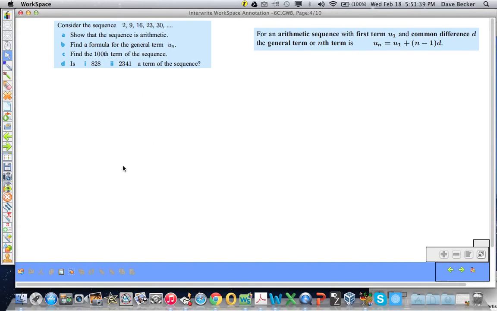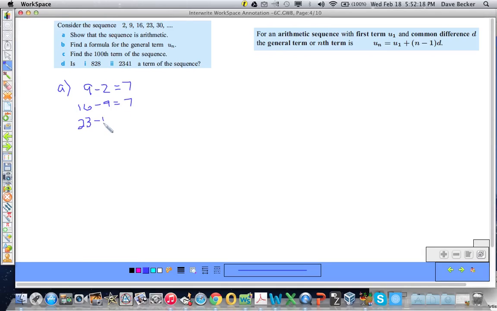Okay, so here we go. Let us consider the sequence 2, 9, 16, 23, and 30. The first thing they're asking us to do is show that it is indeed an arithmetic sequence. The only way to do that is to show that the common difference between consecutive terms is constant. So it would be term minus previous term. 9 minus 2 equals 7. 16 minus 9 equals 7. 23 minus 16 equals 7. And 30 minus 23 is equal to 7.